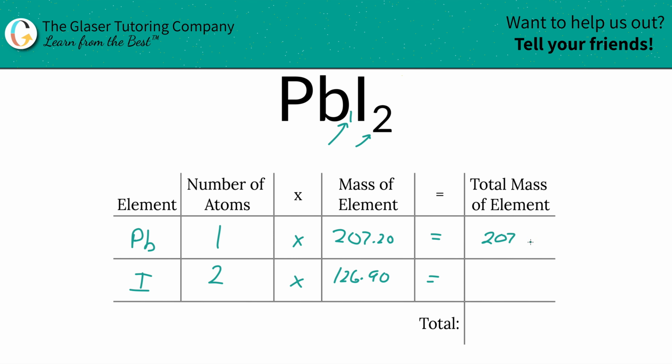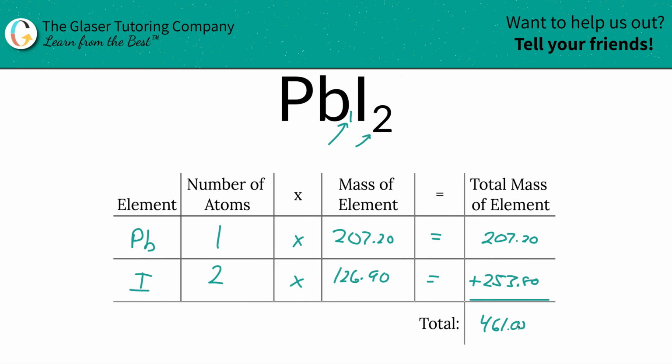So the total mass of lead is going to be 207.20. The total mass of iodine is going to be 253.80. Then to find the total mass of the entire compound, literally just add this column on up. So that's going to work out to be 461. And there you have it, my friend. There's the total mass. Now with that mass in hand, I'm going to add a column to the table.